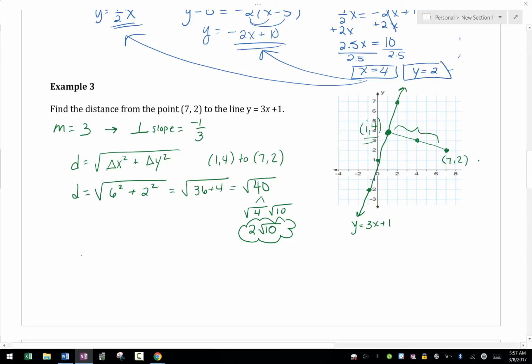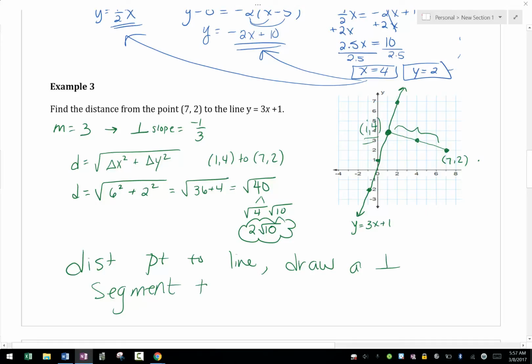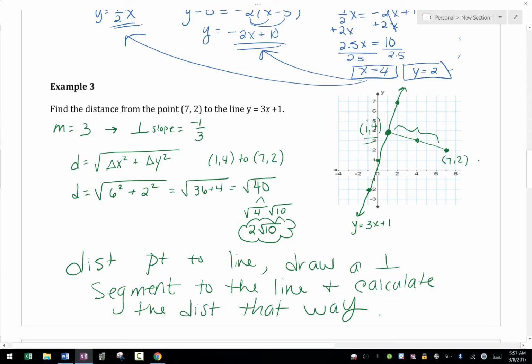So long story short, if you want the distance from a point to a line, you need to draw a perpendicular segment to the line and calculate the distance that way. You don't have to write this note unless you think it's going to be helpful to you, but I wanted to just recap everything. So the distance from a point to a line, you draw a perpendicular segment to the line and calculate the distance that way.